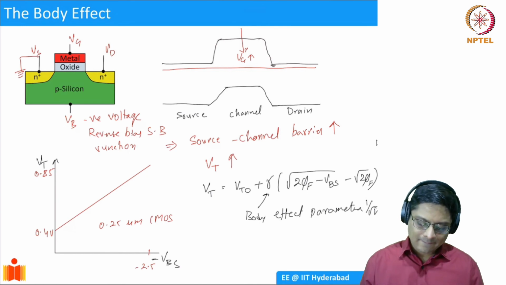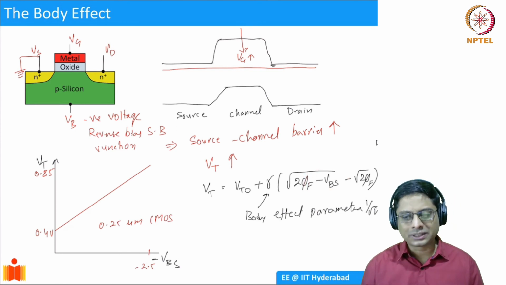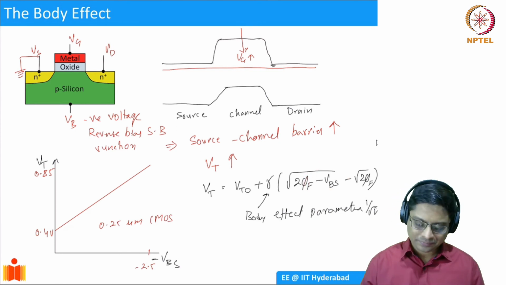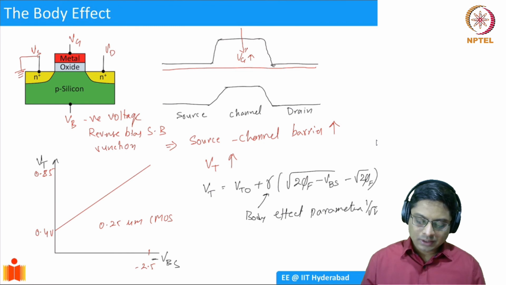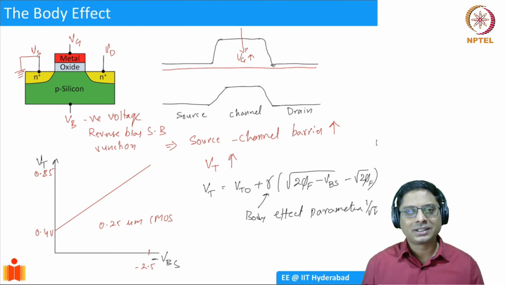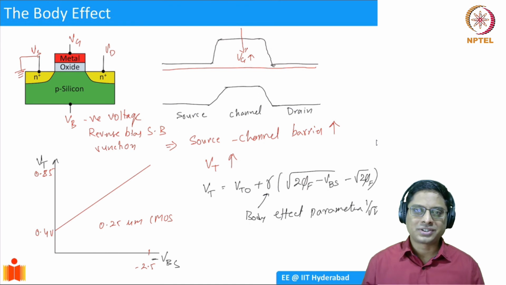Okay. I said it's not linear because this VBS is coming in the square root, but we don't really change it that much. So yeah, we can calculate the threshold voltage at a particular body bias. Okay. You might ask, what happens if I forward bias my source bulk junction? Well, if you forward bias it, you're going to reduce the barrier and the transistor action will be lost. That's why we don't really forward bias the bulk source or bulk drain junctions. That should be avoided.